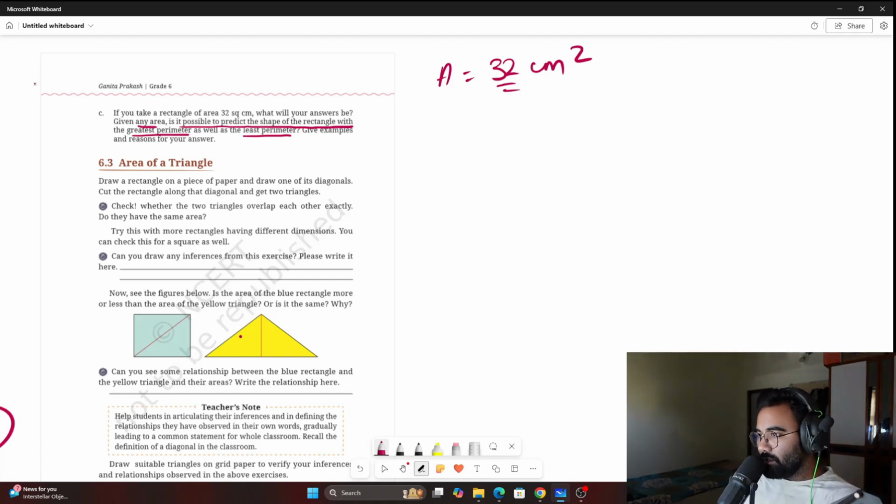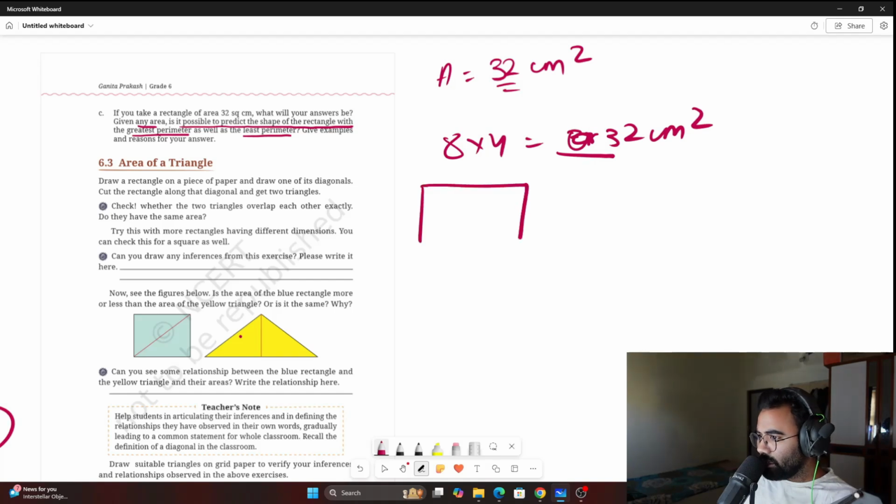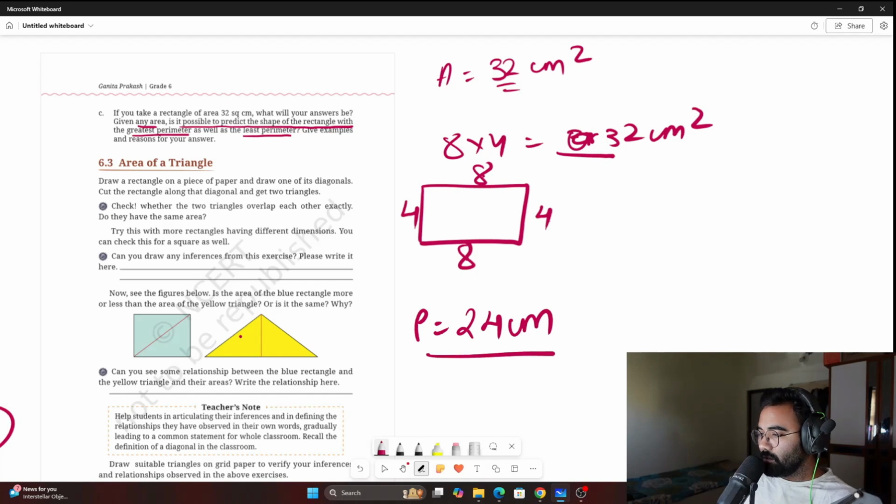In how many ways can you write 32? So 8 4s are 32. So this should be 32 centimeter square. So this can be a rectangle 8, 8, 4, 4. Now what is the perimeter over here? 8 plus 8 is 16, 4 plus 4 is 8, 16 plus 8 is 24 centimeter. This is the perimeter.